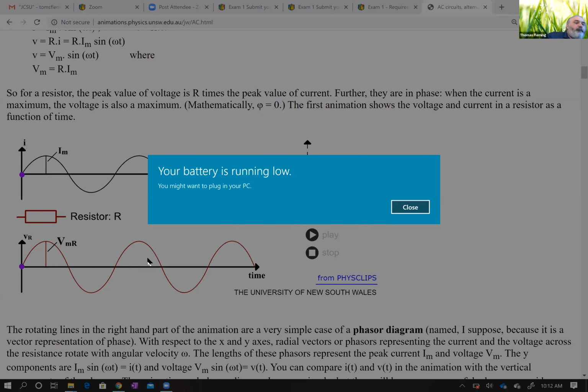Oh, my battery's running low. Hang on. Not plugged in this morning.